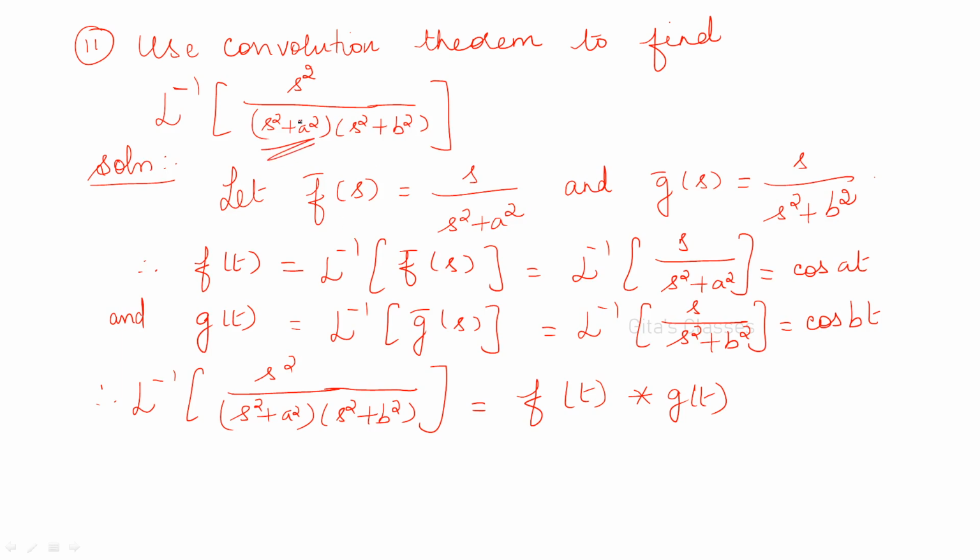So first, you split the function. It is a product of two functions. So let f bar of s be equal to s by s squared plus a squared, and I am splitting this as s by (s squared plus a squared) into s by (s squared plus b squared). Okay, so s by s squared plus a squared, s by s squared plus b squared. That is, one is f bar of s, another one is g bar of s. Then find the inverse Laplace transform separately. You will be getting cos at and cos bt. L inverse of this function f bar of s into g bar of s, according to the convolution theorem.